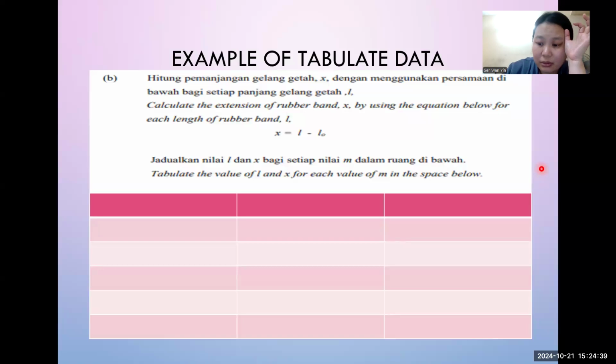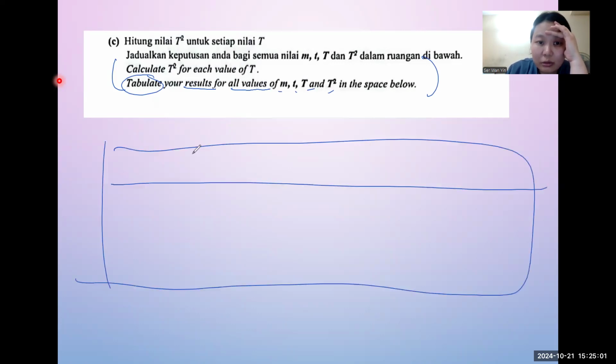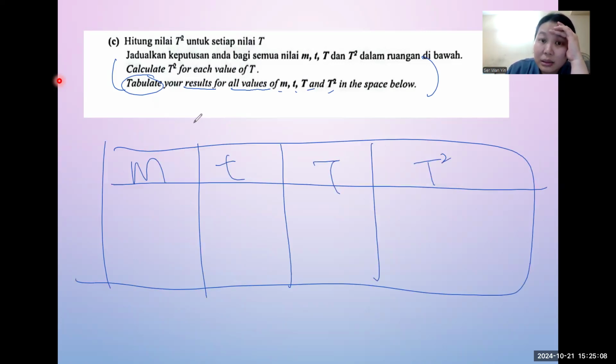Another example. Now, this one. They say calculate T squared for each value of t. Tabulate your results for all values of m, t, T squared. Small t, capital T squared. So in your table, you must have m, t, T squared. Understand? So m is normally mass in gram, t is second.